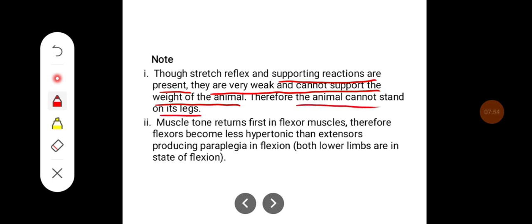The muscle tone returns first in flexor muscles, therefore flexors become less hypotonic than extensors, producing paraplegia in flexion. That is, both lower limbs are in a state of flexion.